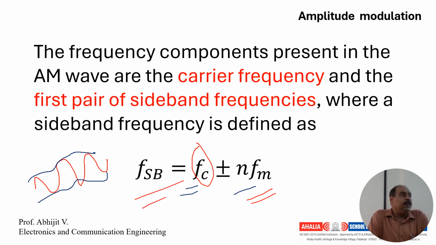One is FSB. So you have plus 1 and minus 1. So frequency for the upper sideband will be FC plus FM and frequency for the lower sideband will be FC minus FM. So you totally have three frequency components. One is the frequency of the carrier signal plus two sideband frequencies. So when you draw the frequency spectrum of an amplitude modulated wave, you have to draw all the three frequency bands.